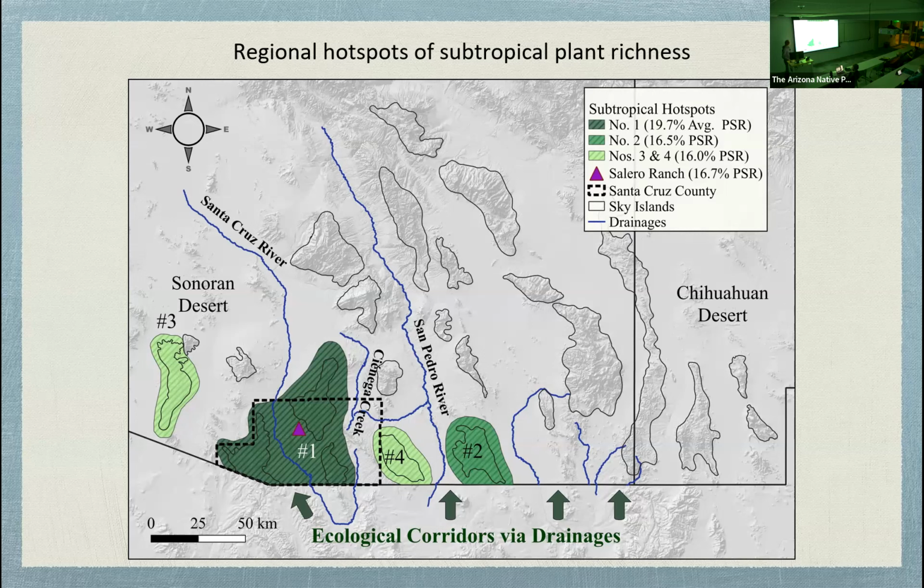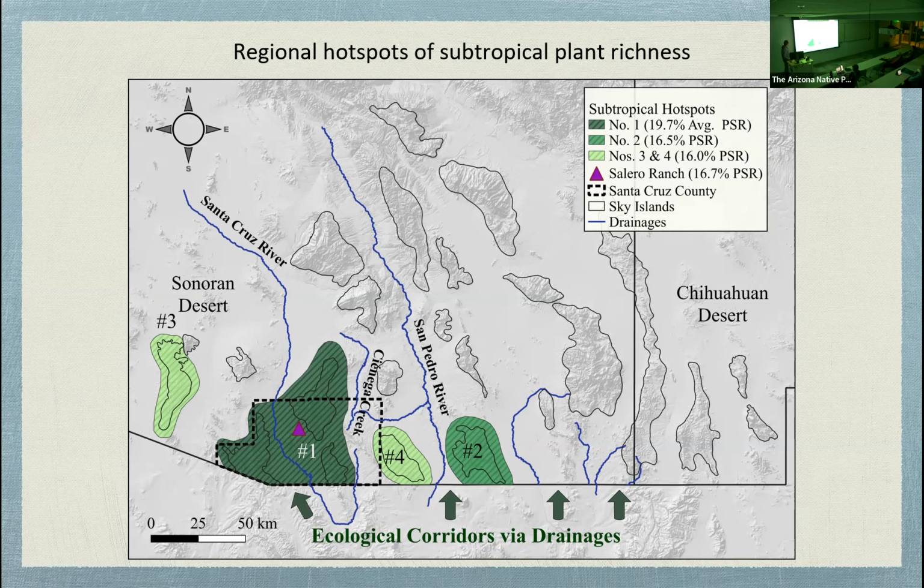Another aspect of this is looking at the ecological corridors and what is contributing to these hotspots, looking at drainages as corridors. The whole Sky Island region and mountains in general are known as ecological barriers for obvious reasons, a physical barrier that stops things. Sky Islands are simply defined as mountain ranges that are isolated or separated from similar mountain ranges by broad lowland areas with different vegetation.